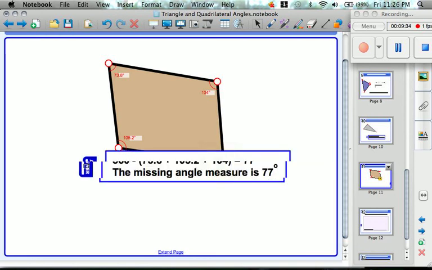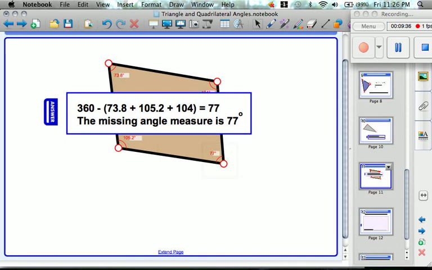So pulling out, so you can see once again what we did. We had the 360 degrees, which is the measurement of all the angles in a quadrilateral, and we subtracted from that 360 degrees 73.8, 105.2, as well as 104 degrees, and then our end result is the fourth angle being 77 degrees.